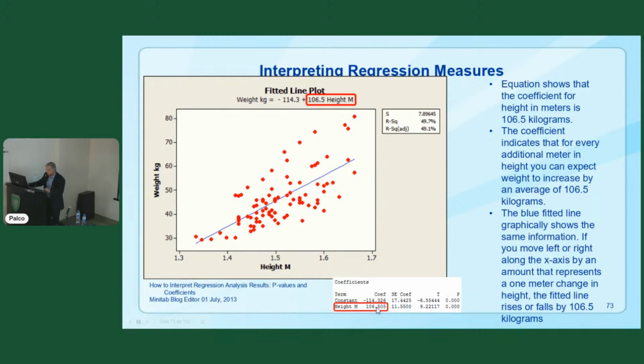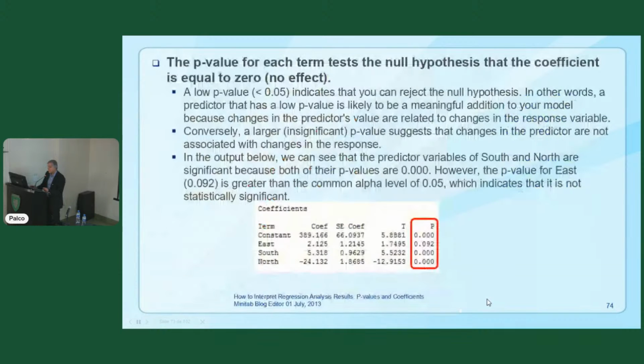Okay? So that's your t-statistic testing the slope coefficient, for the null hypothesis that the coefficient for the X, height, is equal to 0. It's not equal to 0, it's 106. So that's the unit of change in weight for every unit of change in X. So every time height goes from 1 meter to 2 meters, weight changes by 106 kilograms. That's what this regression is saying. Okay? The p-value for each term tests the null hypothesis that the coefficient is equal to 0.